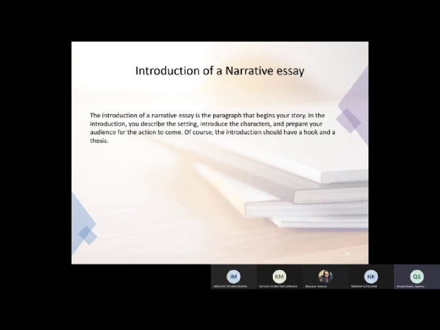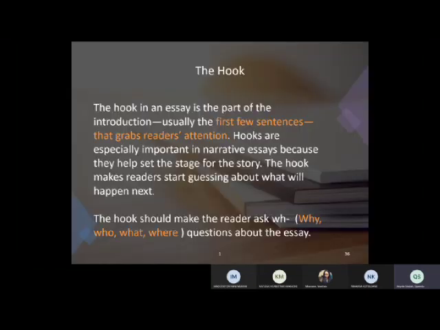So how would the introduction of a narrative essay look like? The introduction of a narrative essay is the paragraph that begins your story. In the introduction, you describe the setting, you introduce the characters, and you prepare your audience for the action to come. Of course, the introduction should have a hook and a thesis. So let's look at this. The hook in the narrative essay usually is the first few sentences that grab the reader's attention, right?